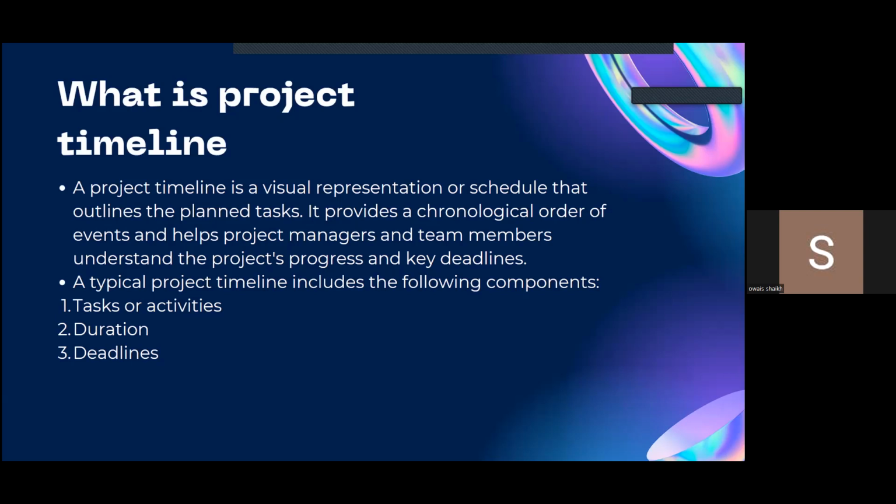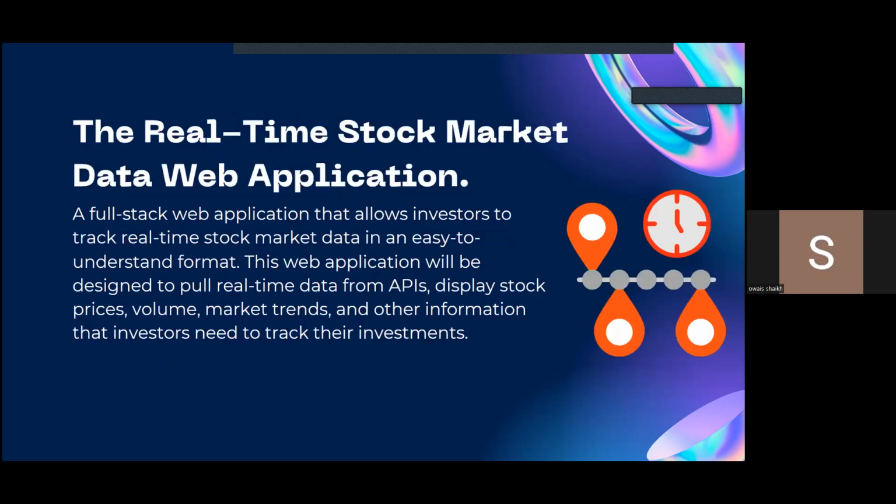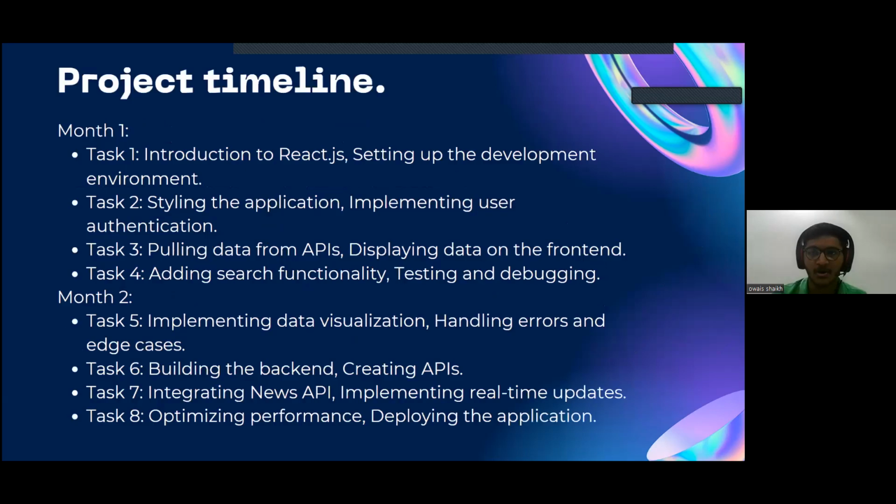The web application I'm going to be presenting the project timeline for is the real-time stock market data web application. It is a full stack web application that allows investors to track real-time market data in an easy to understand format, so they can make decisions accordingly. It includes APIs, real-time data, and all the good things. So this is the project timeline that will be required for our particular web application.